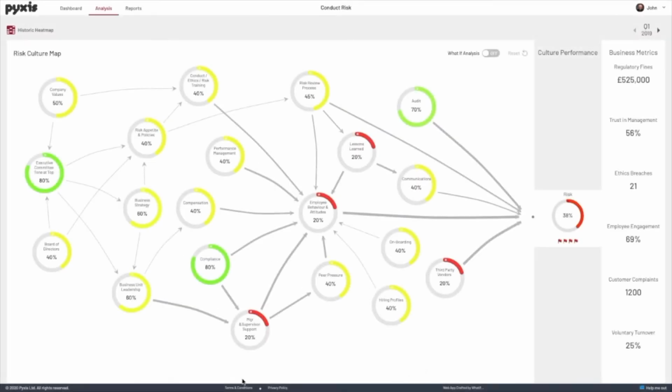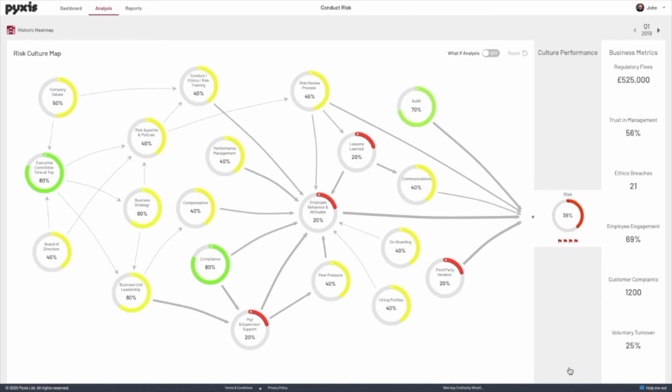Here is an example of a culture risk map showing multiple culture drivers interconnected as a culture ecosystem. These drivers combine to form an overall risk culture score, which impacts business results. The metrics for each driver come from qualitative and quantitative company information and operating data.